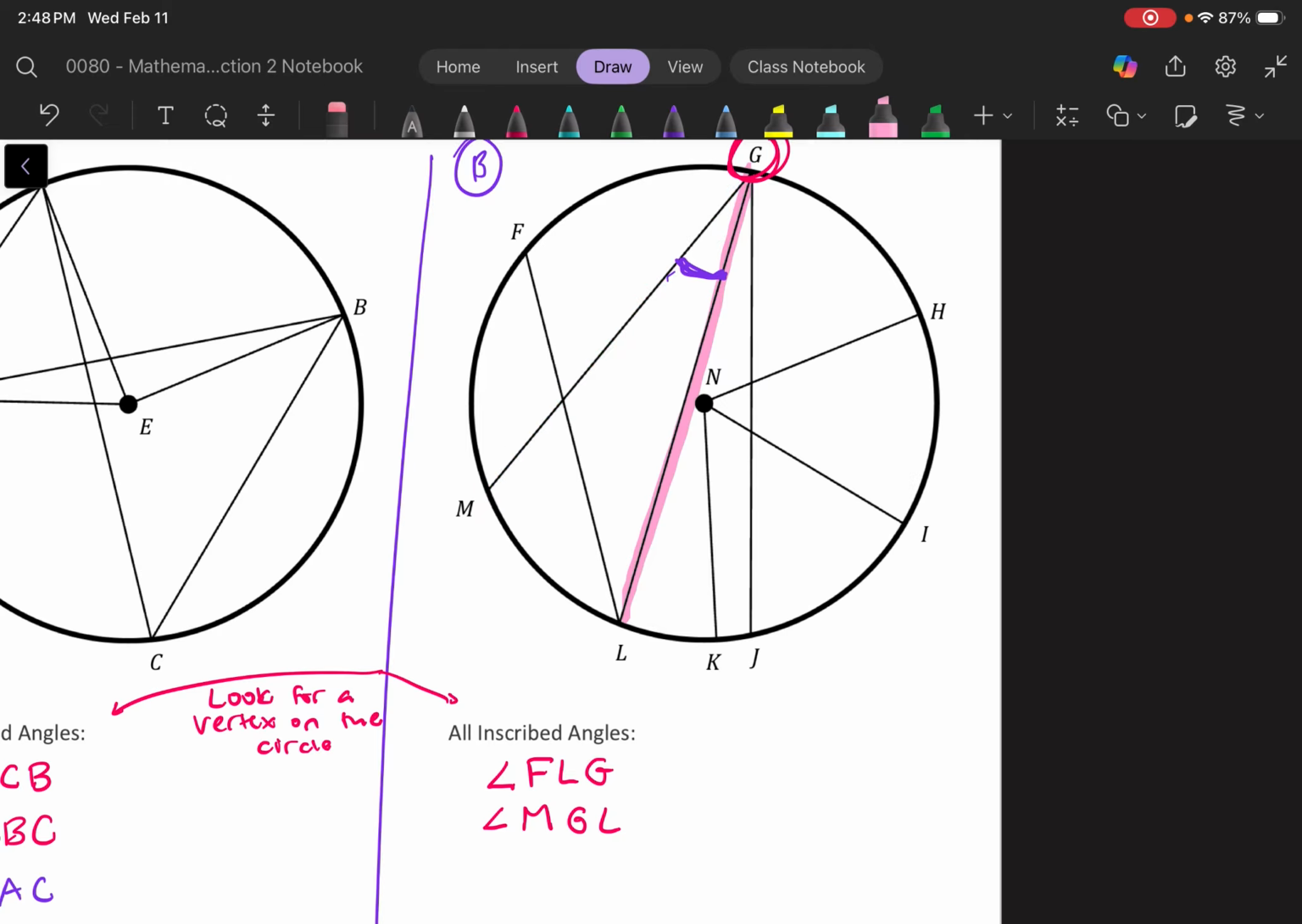When I take a look at the next one, instead of looking at MGL, I'm going to look at another pair of chords here. Look at these two. This was, I think, what I originally had in green. But again, it's still an inscribed angle. It's still made up of two chords. And I have angle LGJ. And of course, I also have the big inscribed angle connecting those two furthest chords from each other. And that I would name angle MGJ.